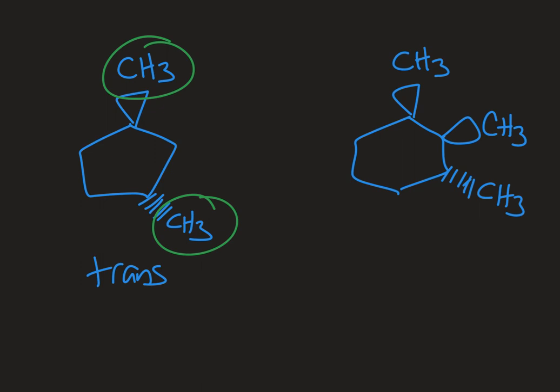And the ring doesn't have free rotation, right? Because it's cyclic, it's connected back to itself. And so the two groups are stuck in their given orientation. They're going to be either on the front face of the ring or the back face of the ring, but there's no way to rotate the molecule in which they would switch sides. So this has been a look at cis-trans stereoisomers.